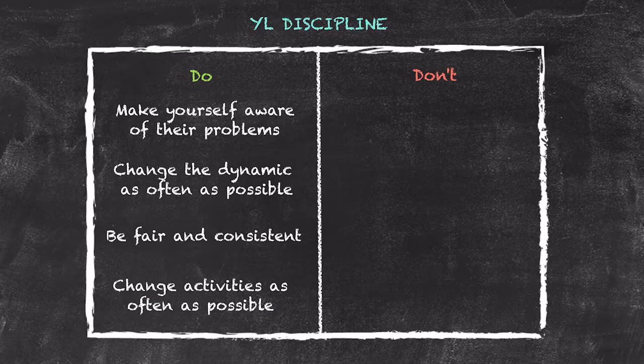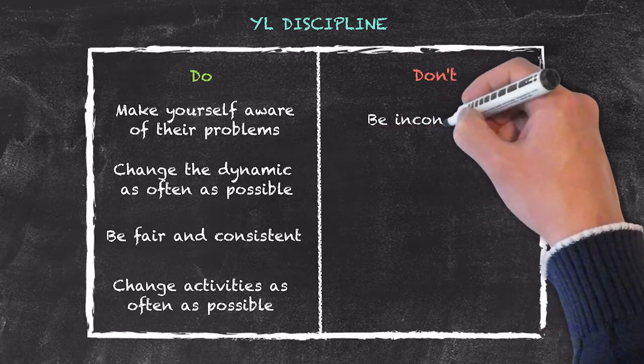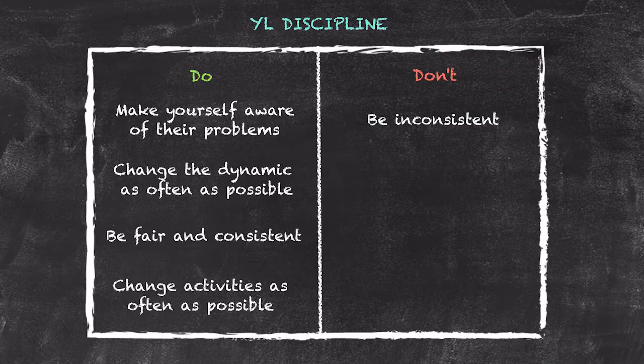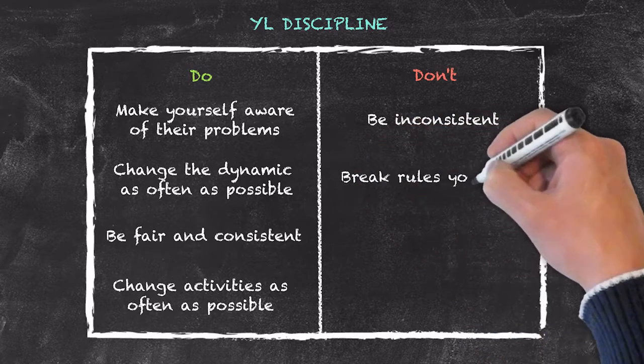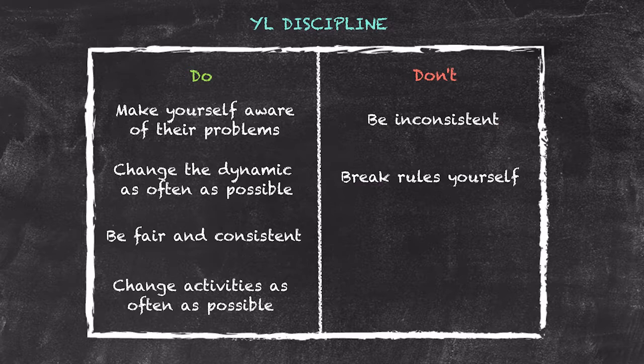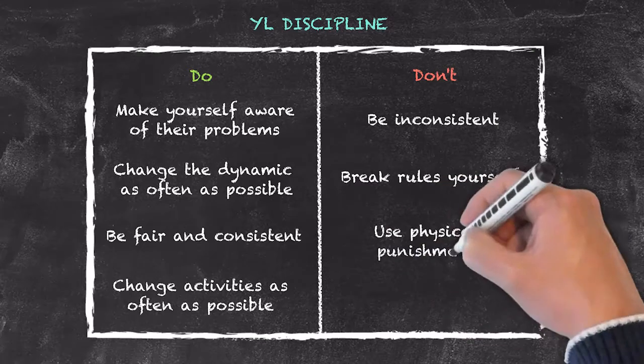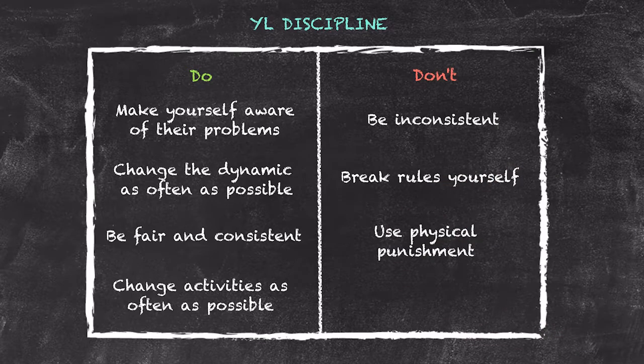Some things which can cause discipline to degrade is when you are inconsistent. Secondly, when you set out a set of rules for the students and you actually break them yourself. If you say that no one should be talking when you are talking, then you shouldn't interrupt your students in that way either. Very important not to use physical punishment. And finally, it is very important, particularly in different cultures, that you don't get angry.